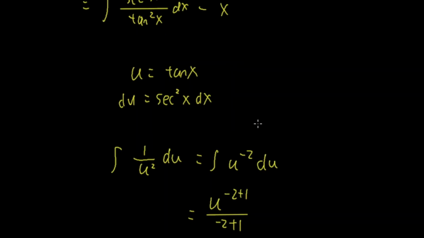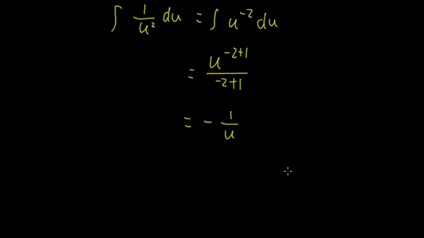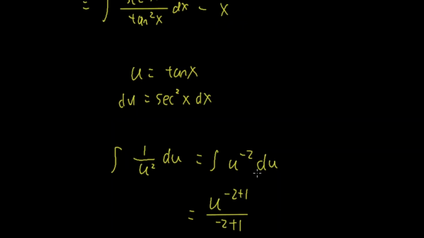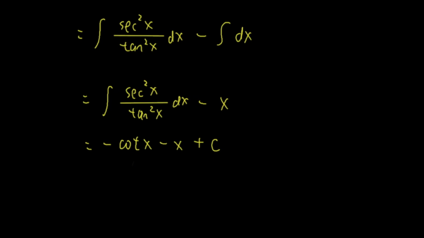And u is tangent x. So that would be equal to negative 1 over tangent x. And that is the same as negative cotangent x. Okay, so that's the answer for this. So this is equal to negative cotangent x minus x. And we're done. Plus c, right? So that's the answer.